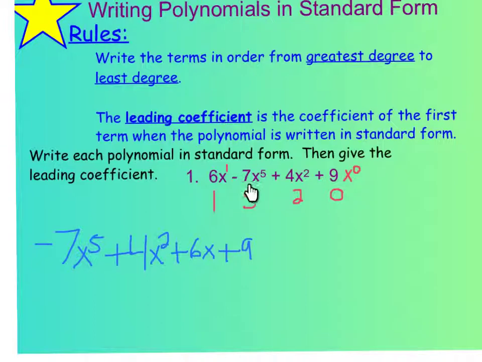So I wrote this first, and I remembered that the negative belongs to the 7. Then I wrote this second, and then I wrote this next, and last was my plain number. So now notice 5, 2, 1, 0. That's standard form. What's my leading coefficient? My leading coefficient is the number in front of my first term. So it's -7 is my leading coefficient.